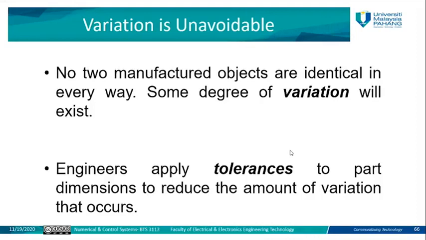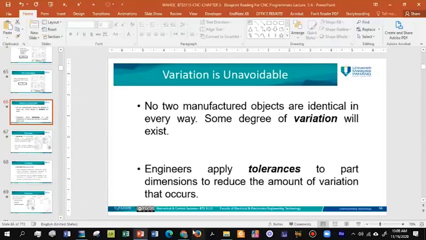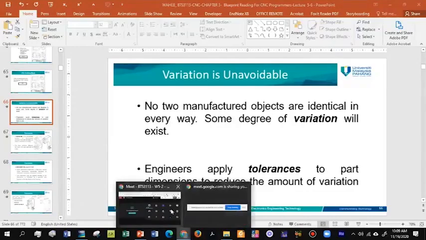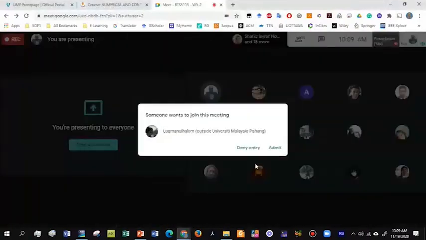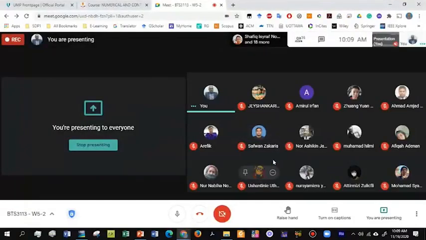So for example, if you have a product whose length should be 5 millimeter, you have one product, the main dimension or the targeted dimension for this product is 5 millimeter for the length, 2 millimeter for the width, 1 millimeter for the height, and so on. So they are very small. There should be some variation which will be allowed when they produce this product.